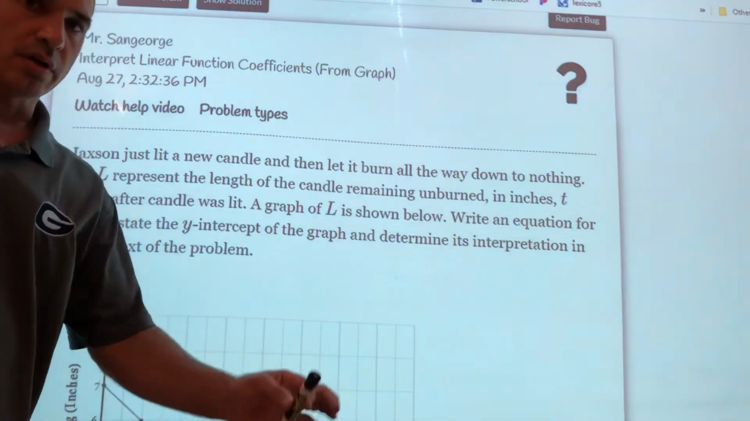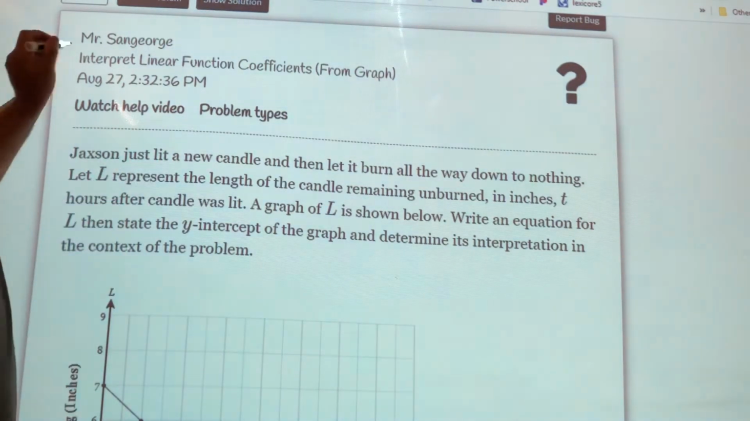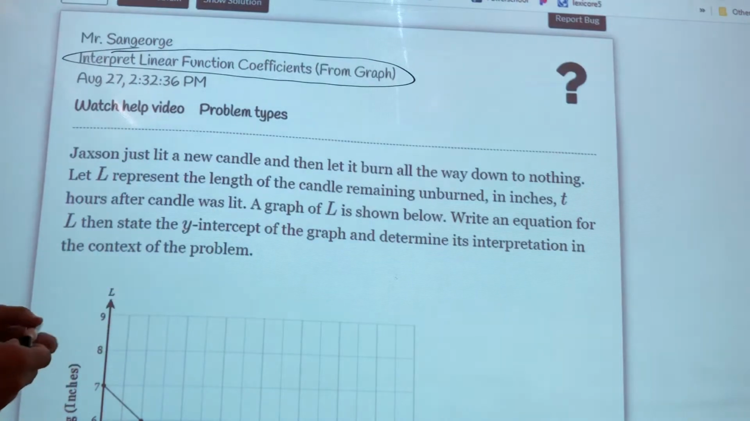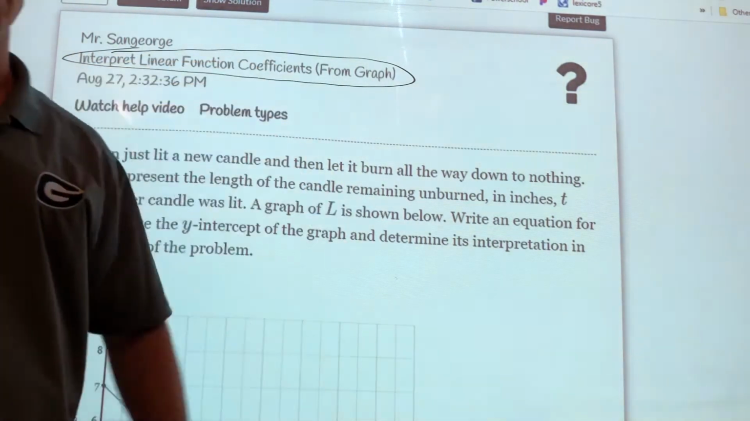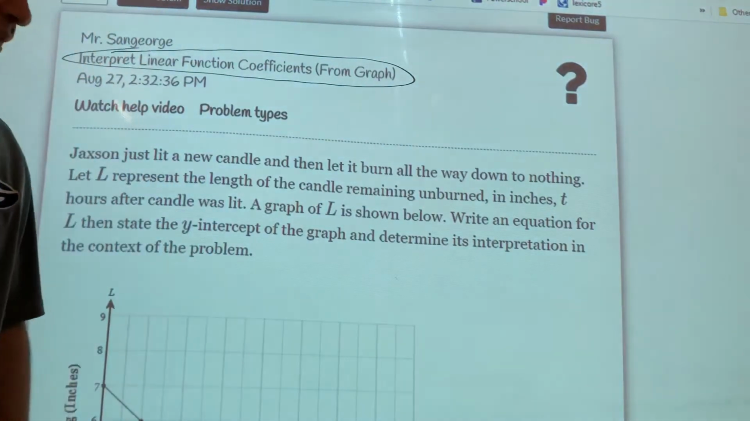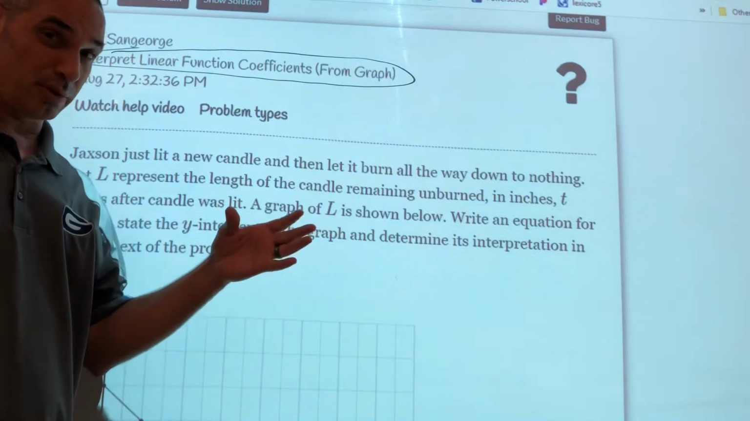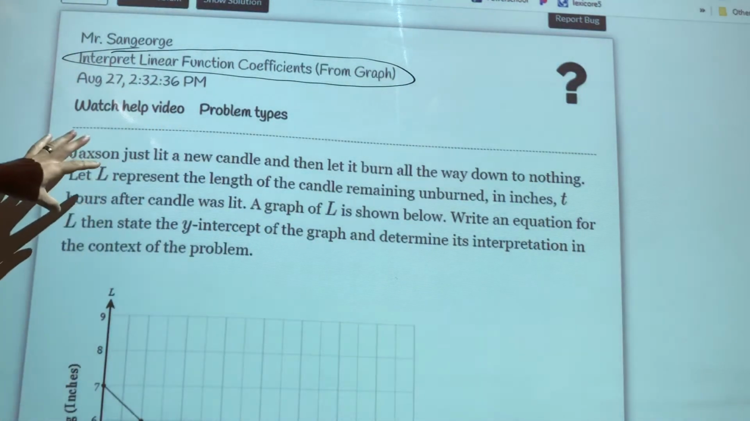All right, so I want to work with you on this topic. This is in Delta Math. It's called Interpret Linear Function Coefficients, and it's from a graph. So I've looked over the Delta Math, and it looks like some people are struggling with this particular topic, so I want to pay attention to it. Make sure you know what you're doing.